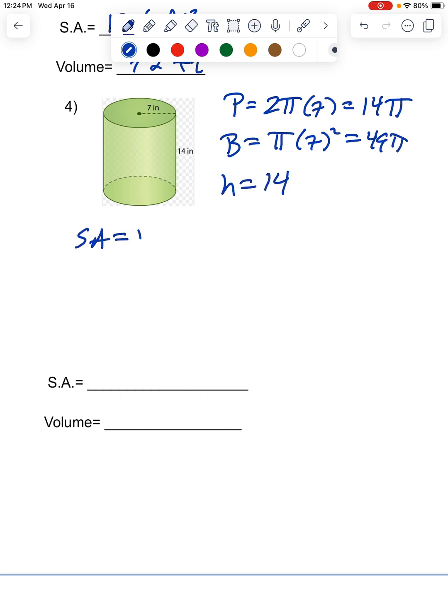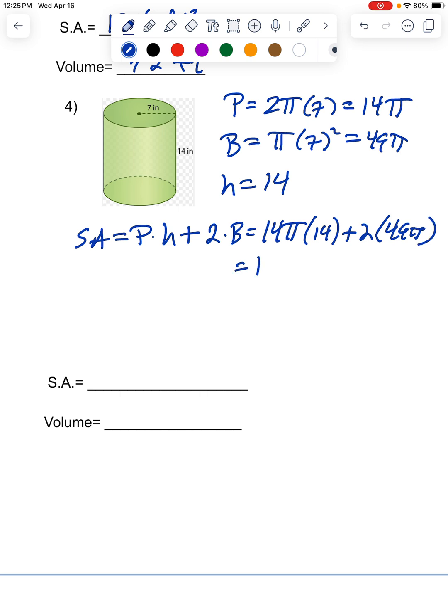Surface area of a prism equals the perimeter of the base times the height plus 2 times the area of the base. Perimeter of the base is 14 pi times 14 plus 2 times 49 pi. So it's 196 pi plus 98 pi to get a total of 294 pi inches squared.